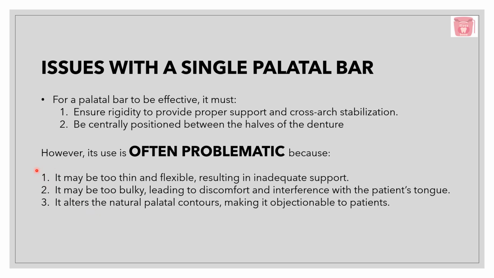Three problems with single palatal bar are that if it's too thin, then it will be more flexible, resulting in inadequate support. And if it's too bulky, it will lead to discomfort. If it's used for a longer period of time, it will alter the natural palatal contours. Okay, and what are the issues with this? To provide proper support and cross arch stabilization, and for rigidity, we need to give more bulk, and when it gets too bulky, it leads to discomfort. And the second issue is that it should be centrally positioned between the halves of the denture.